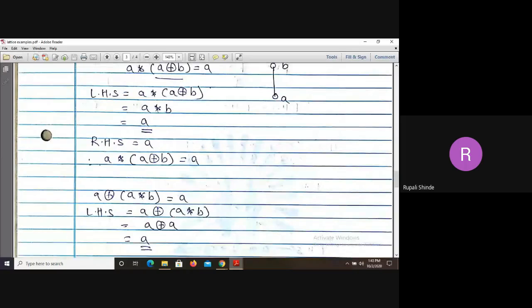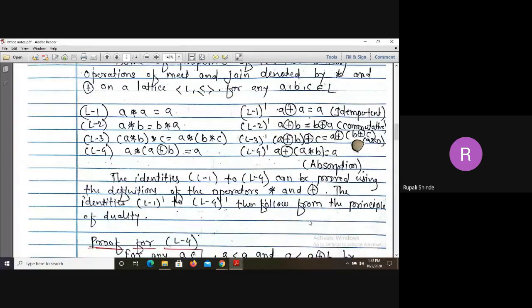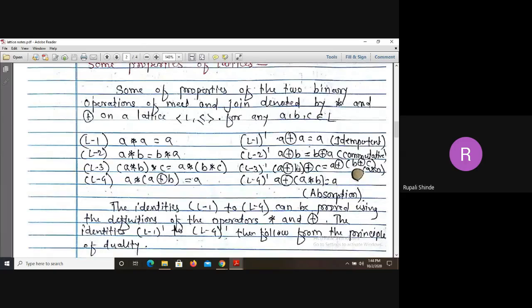So whatever four properties we have mentioned here, all those four properties are true. So a lattice satisfies four properties. The first property is idempotent, the second one is commutative, the third one is associative, and the last one is absorption. So there are a total of four properties of lattices. This point is very important. Most of the time they have asked questions on this point for 6 marks or 8 marks. Have we understood this point? Properties of lattices?